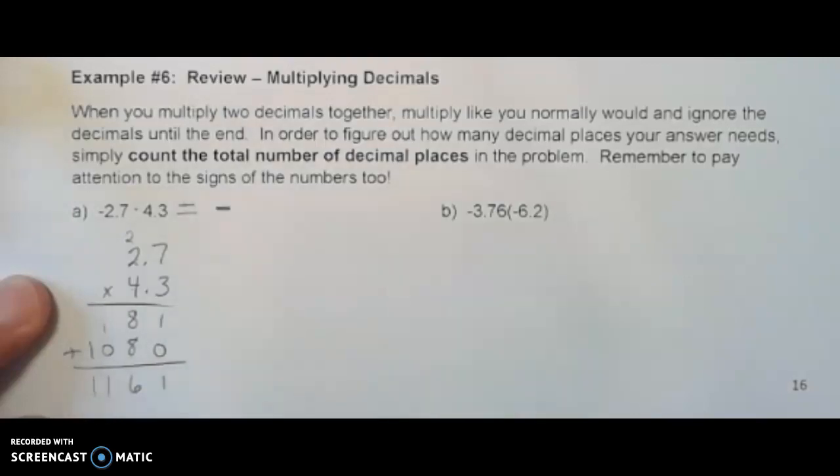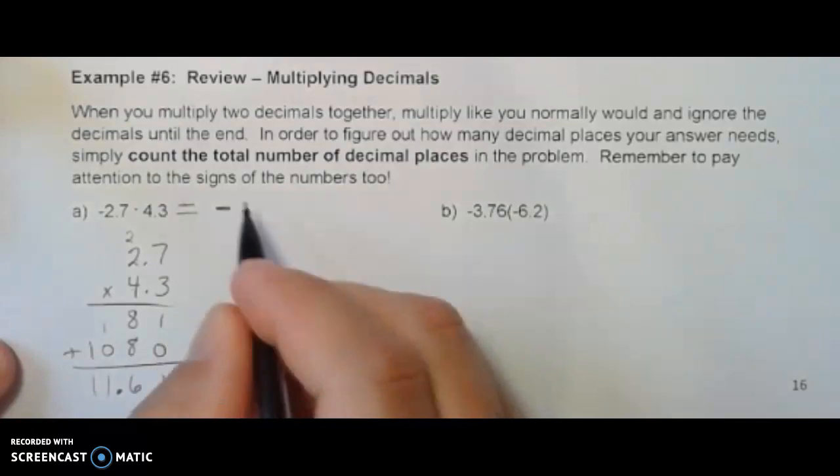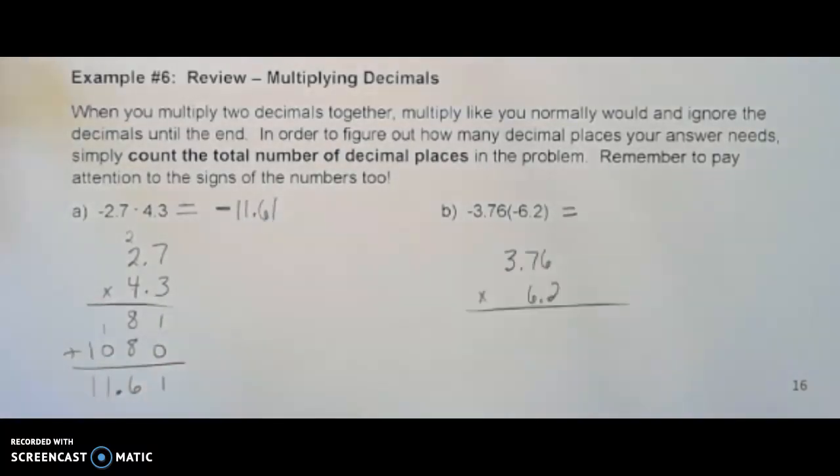Bring down our 1. And now, to figure out how many decimal places we have, we're just going to count. There was 1 decimal in this example, 1 here. That's a total of 2. So I'm going to move in once, twice. And so my answer here must be negative 11 and 61 hundredths.